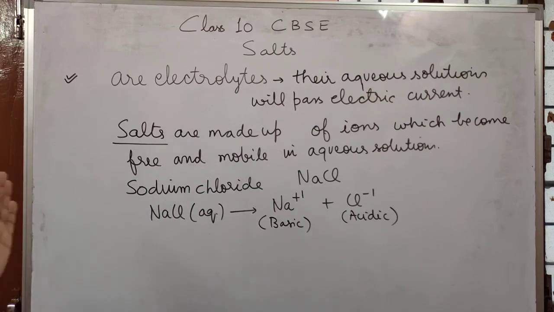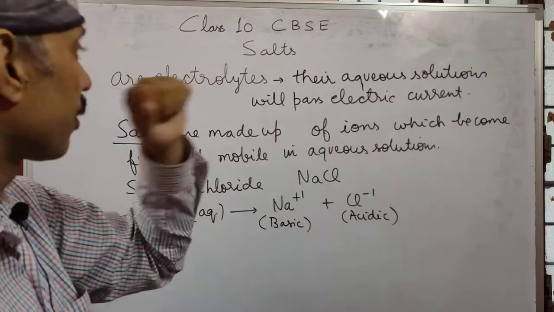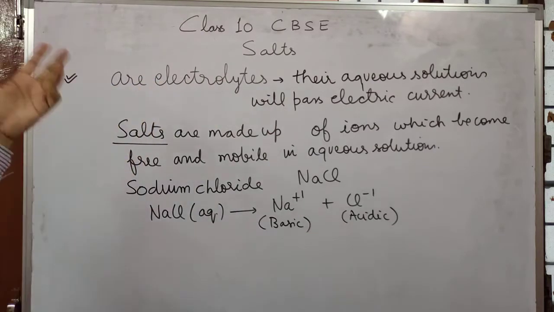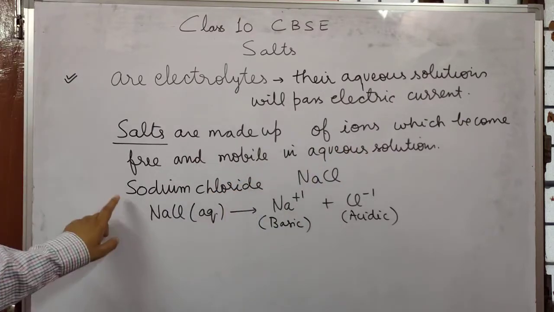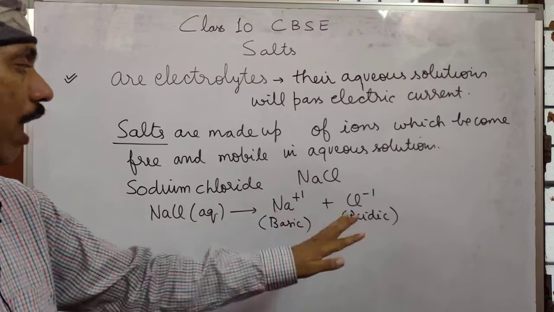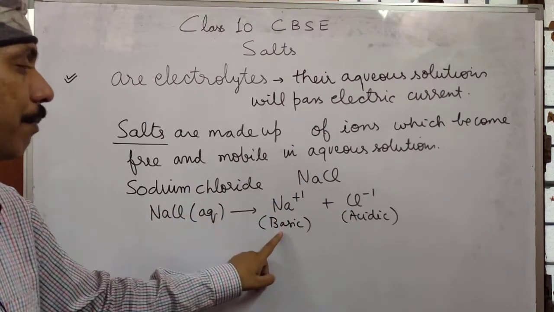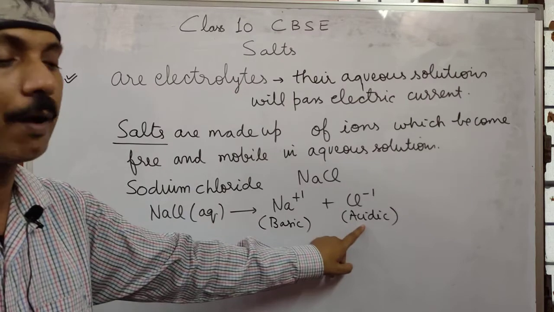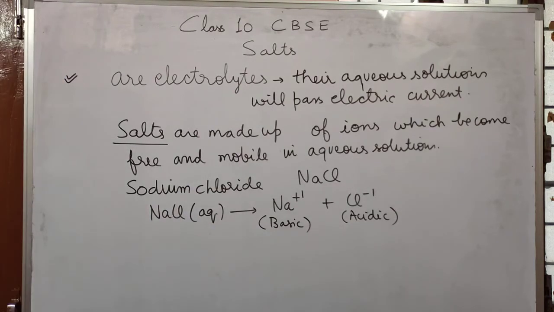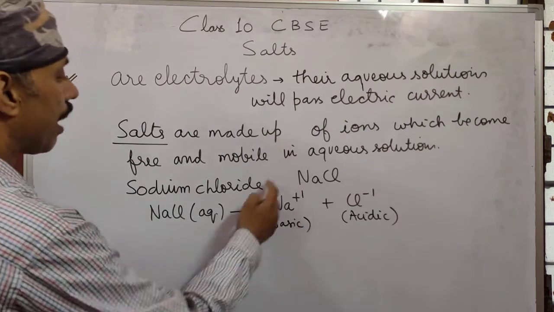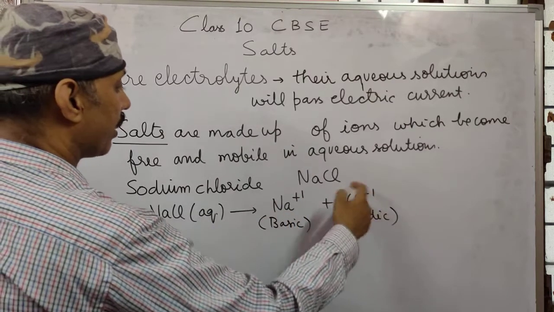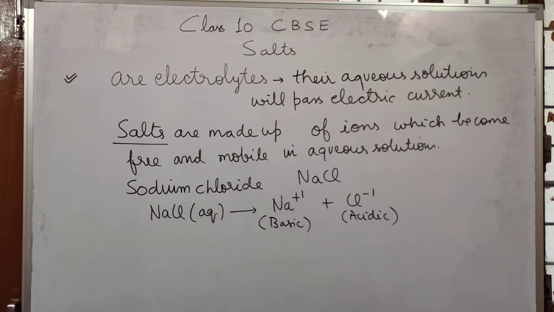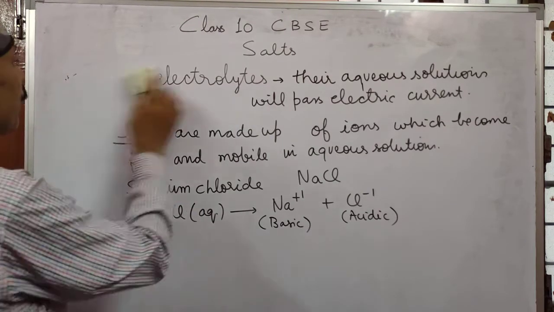So we all understand now that these salts are electrolytes. Their aqueous solutions will pass electric current. Salts are made up of ions which become free and mobile in aqueous solutions. Example, sodium chloride is a salt. Why is it a salt? Because it is producing a basic ion and it is also producing an acidic ion. So this is the most simple definition of the salts. When they are dissolved in water, they produce a basic ion and they produce an acidic ion. Alright, should I move forward now?